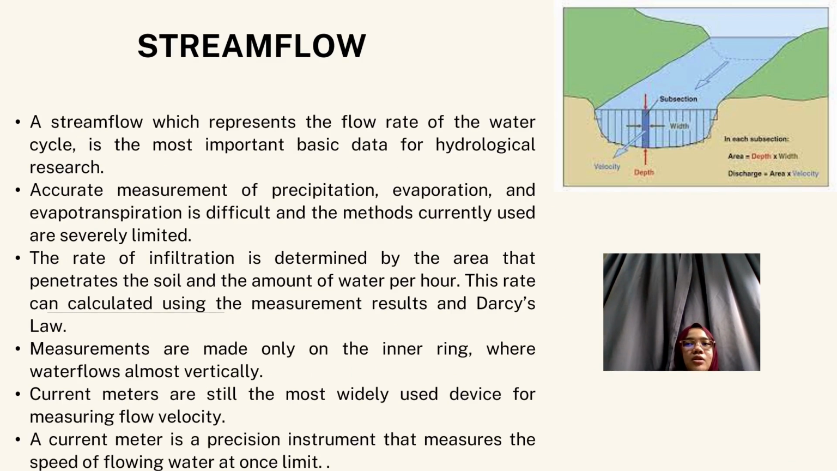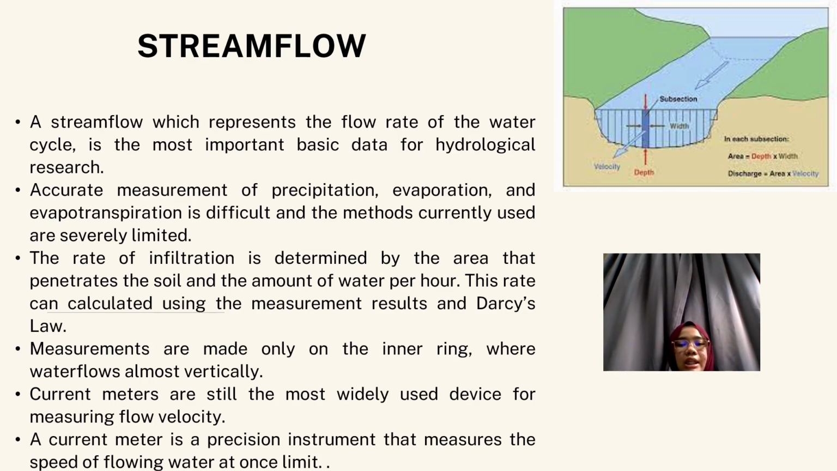Okay, so we continue the next slide, which is stream flow. So stream flow, which represents the flow rate of the water cycle, is the important basic data for hydrological research. Accurate measurements of precipitation, evaporation, and evapotranspiration are difficult, and the methods currently used are severely limited. The rate of infiltration is determined by the area that penetrates the soil and the amount of water per hour. This rate can be calculated using the measurement result and Darcy's law.